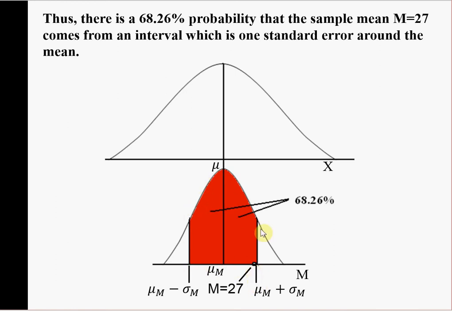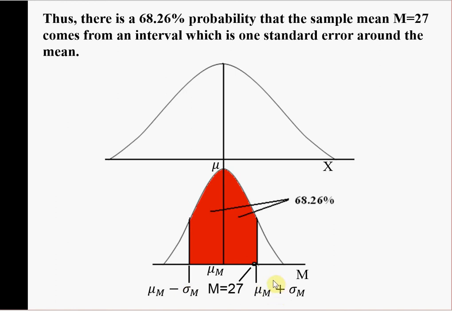See, this is the area bound by one standard error below the mean and one standard error above the mean. This is a lower bound and upper bound. The lower bound is one standard error below the mean. The upper bound is one standard error above the mean. Within this bound, you have 68.26% of all sample means. In other words, any individual value within this distribution has 68.26% probability of being bound by this interval, one standard error below and above the mean.